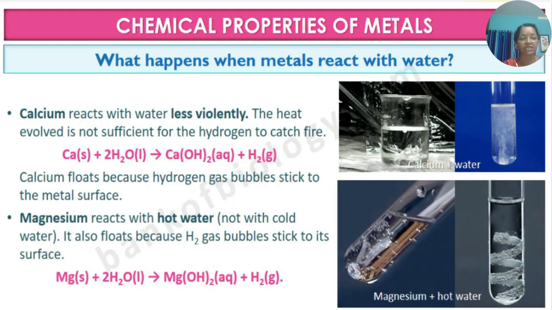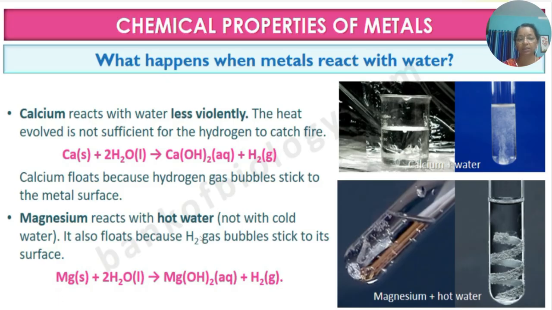Now, coming to the next element, calcium, it reacts less violently, but it forms bubbles on the surface of the metal, which makes it float on water. Calcium floats on the water because hydrogen gas bubbles stick to the metal surface. Magnesium does not react with cold water but reacts with hot water.